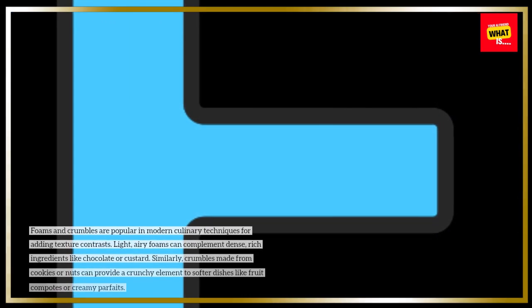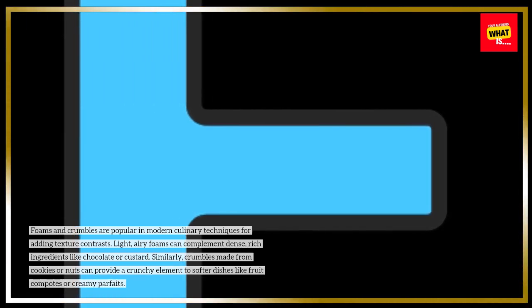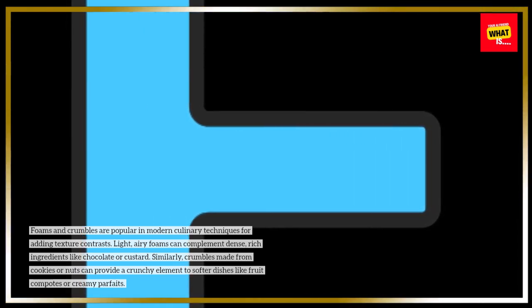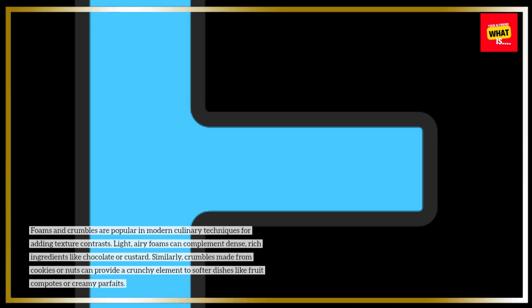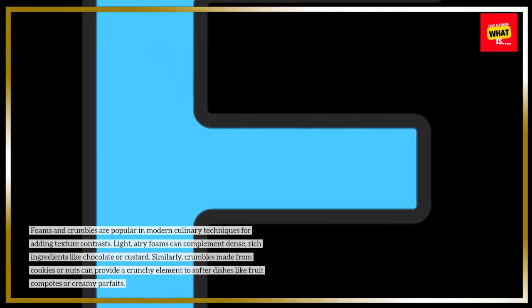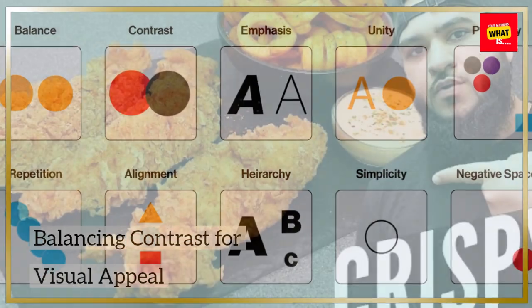Chefs' use of foams and crumbles. Foams and crumbles are popular in modern culinary techniques for adding texture contrasts. Light, airy foams can complement dense, rich ingredients like chocolate or custard. Similarly, crumbles made from cookies or nuts can provide a crunchy element to softer dishes like fruit compotes or creamy parfaits.